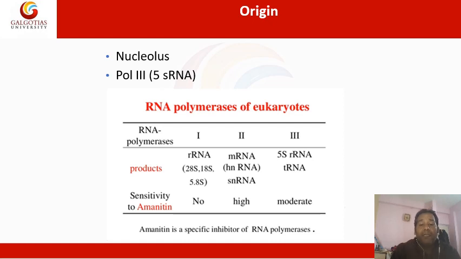RNA polymerase I has no sensitivity towards amanitin, whereas RNA polymerase II has high sensitivity towards the amanitin toxin, and the last one, RNA polymerase III, has moderate sensitivity towards the amanitin toxin.